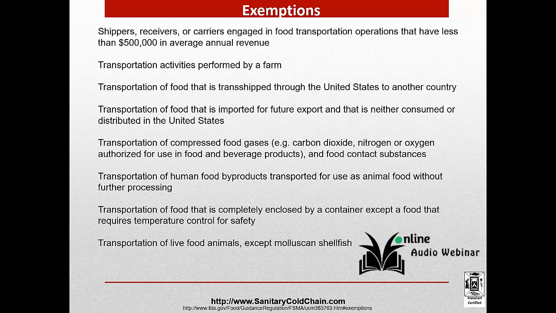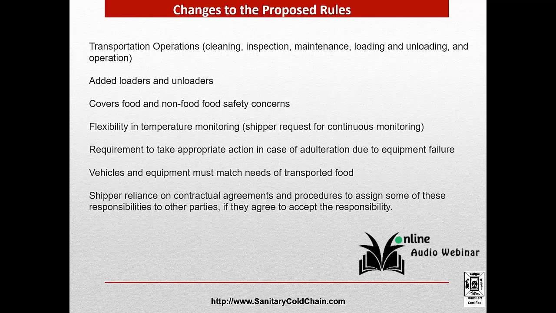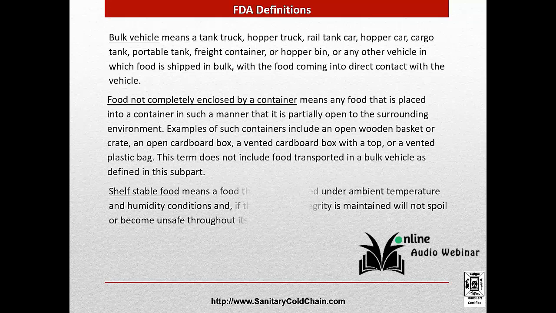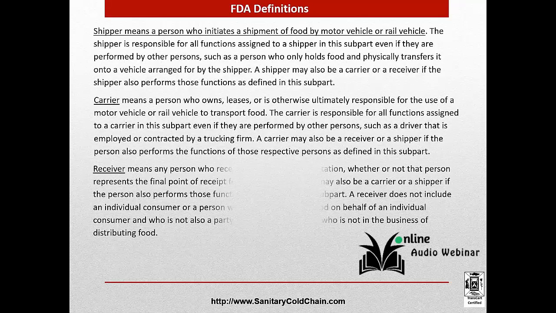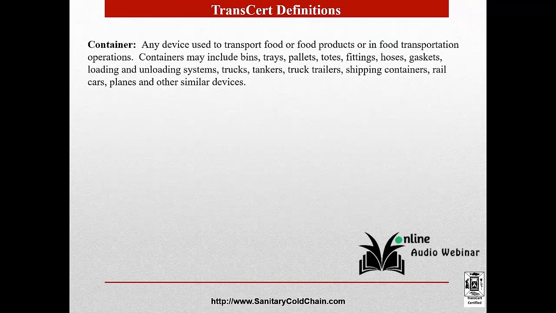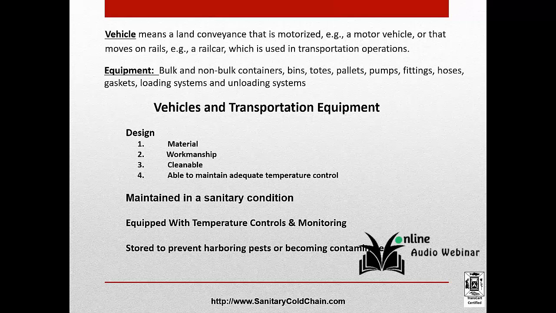The transportation of live food animals, pigs, chickens, and that means you have to have inspection, maintenance, loading and unloading covered through all operations in a contractual agreement and have all the data. A bulk vehicle, food not completely enclosed by a container, shelf-stable food, time temperature control for safety. So, definition of a vehicle, a receiver means any person who receives the food after transportation. This is an important one, a container, and under the rules, qualified auditors to inspect food transportation processes. When that temperature goes up, bacteria grows.